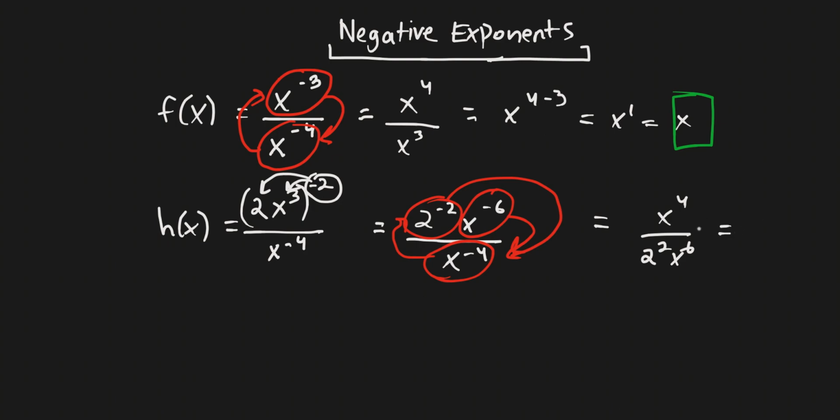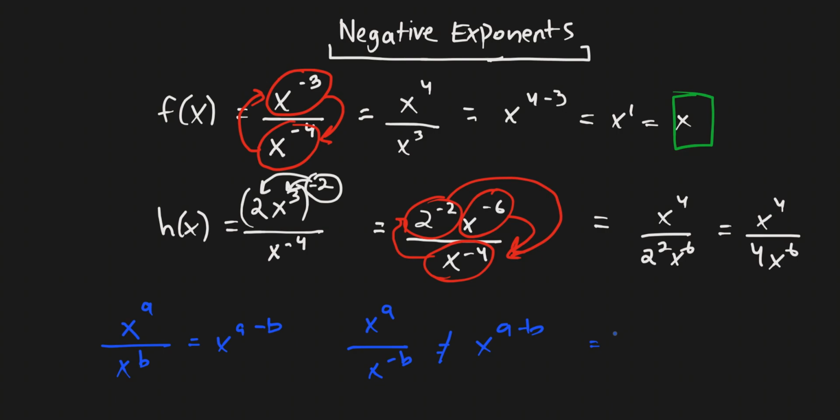This is equal to, let me first simplify this. So this is just x to the fourth over 4x to the 6th. We have x to the fourth and x to the 6th. We can do 4 minus 6 because whenever we have x to the a over x to the b, this is equal to x to the a minus b. But remember, if we have something like x to the a over x to the negative b, this is not just x to the a minus b. No.